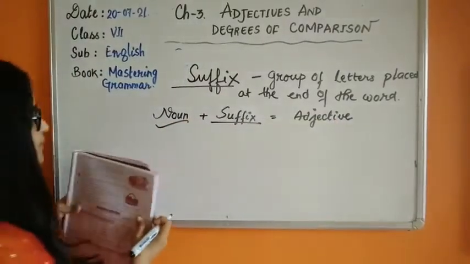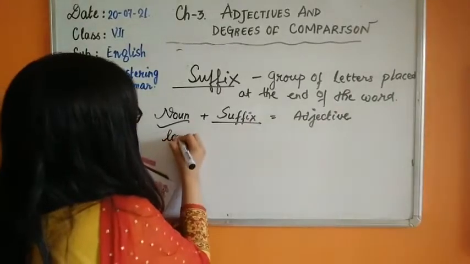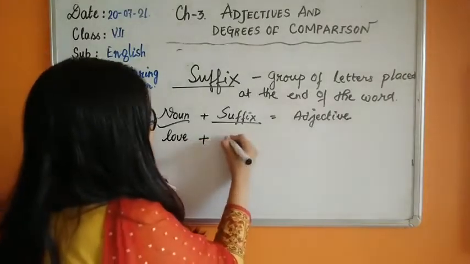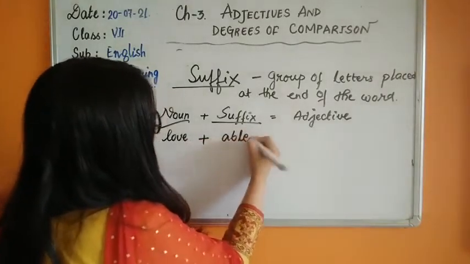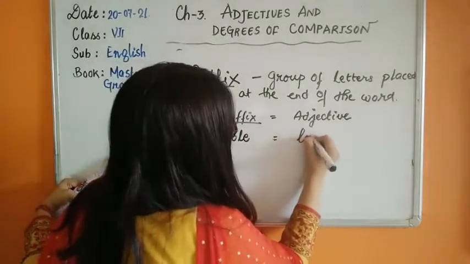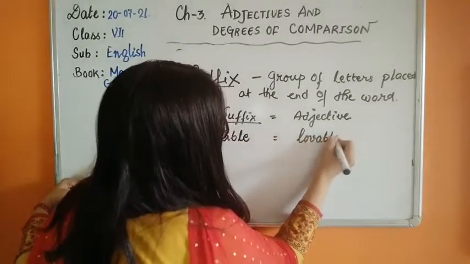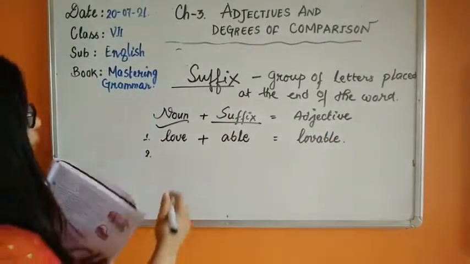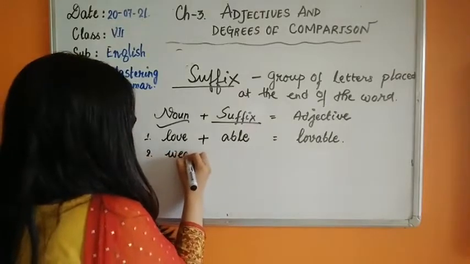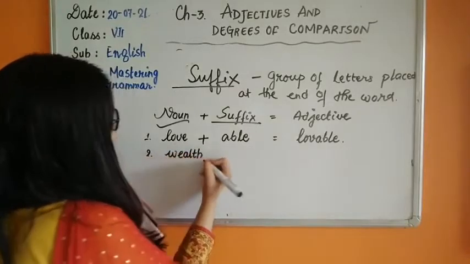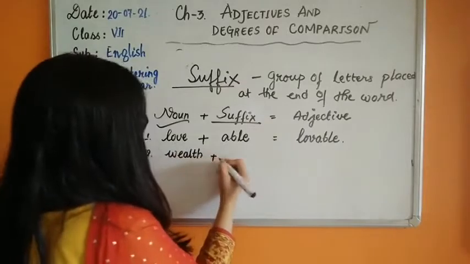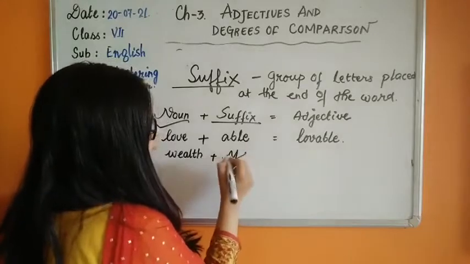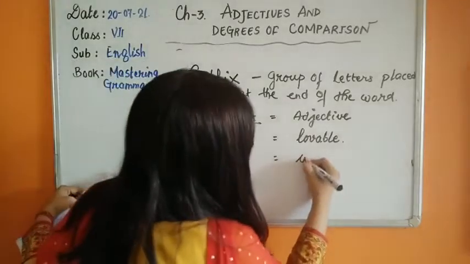Now see, there are certain words already given. Love is a noun, yes, an abstract noun, we had learned about it. Now which suffix will we be adding? Able. So it becomes lovable. This becomes an adjective, lovable. Okay children. Now number 2, see, all these examples are in your book. Wealth. Wealth is your money, property, jewelry, material wealth, anything. So wealth will take Y as the suffix, and it becomes what? Wealthy.